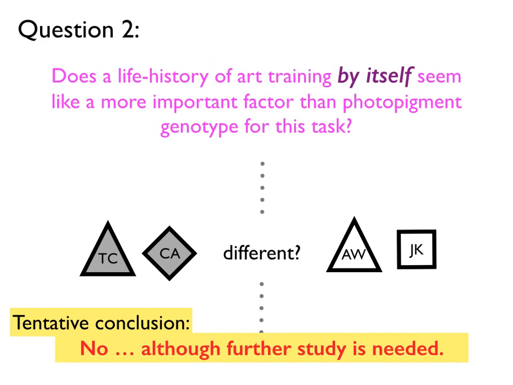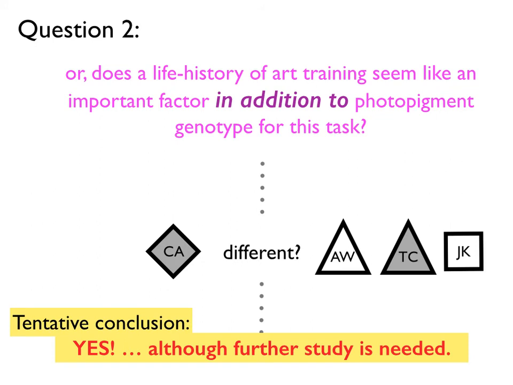The second question we asked was, does a life history of art training by itself seem like an important factor that is more important than photopigment genotype for this task? And the answer to this question, given this preliminary data, is no, it does not seem that art training alone can distinguish two subjects' isoluminate settings from a set of subjects that do not have art training. So further study is needed for this question as well.